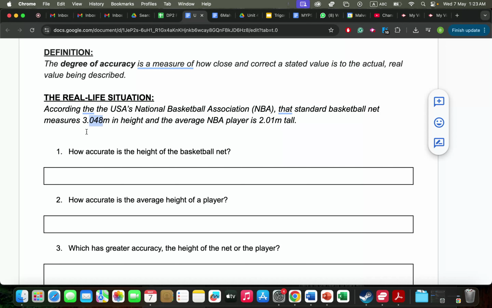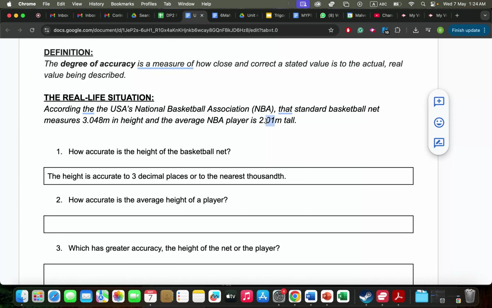Now, we do agree that the basketball net has 3 decimal places, so I think a good answer to explain or to write down the accuracy of the height of the basketball net is that we could say the height is accurate to 3 decimal places, or you could say to the nearest thousandth. Okay, but I think 3 decimal places generally would make sense. How accurate is the average height of a player? Now, if you see the difference, the height of the NBA player is not given to 3 decimal places.